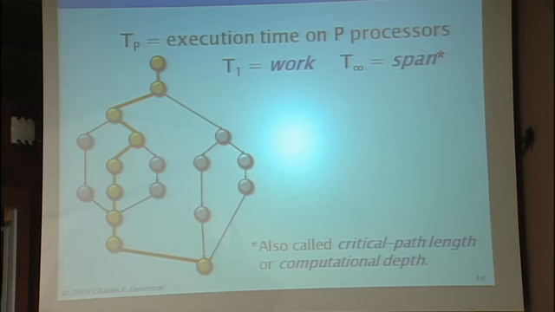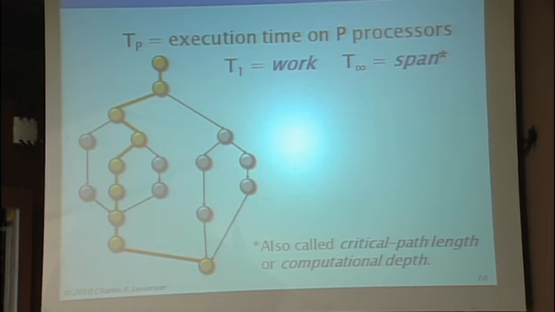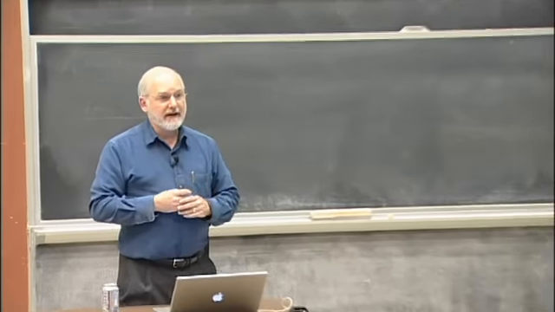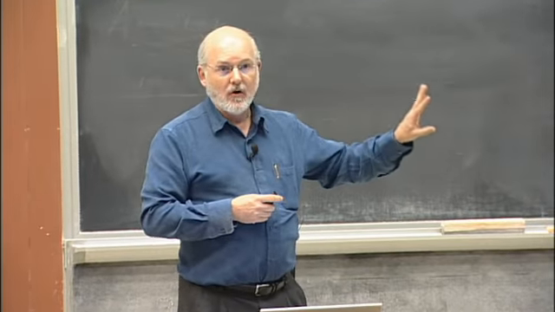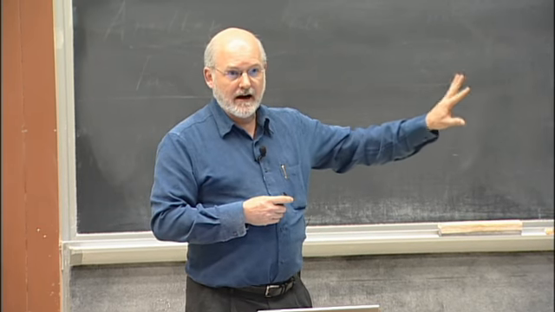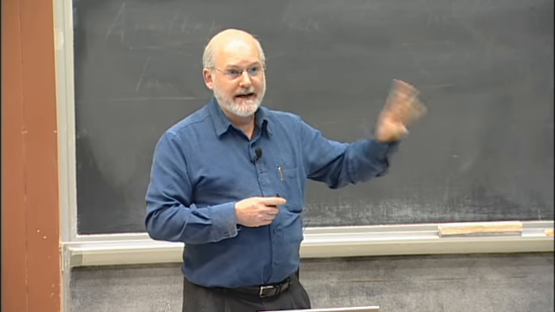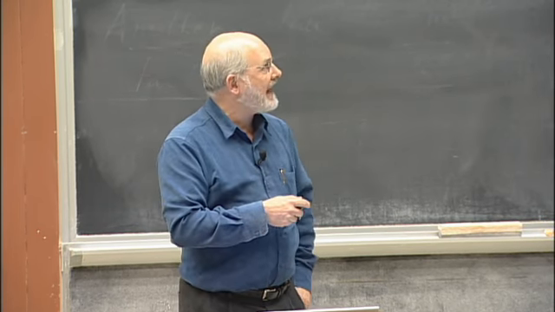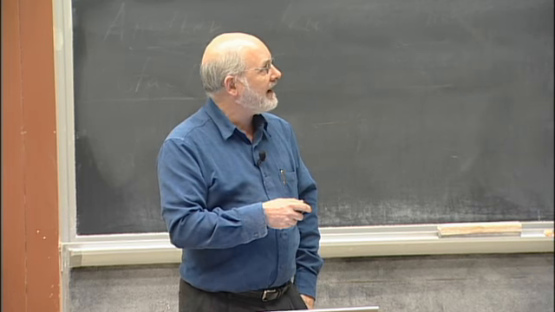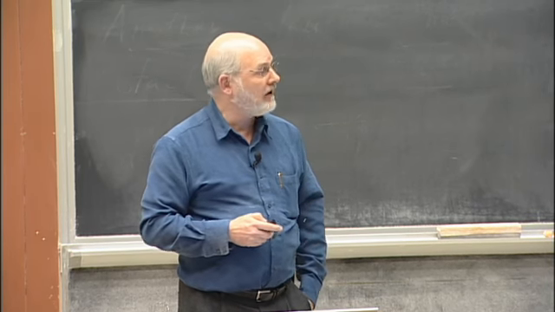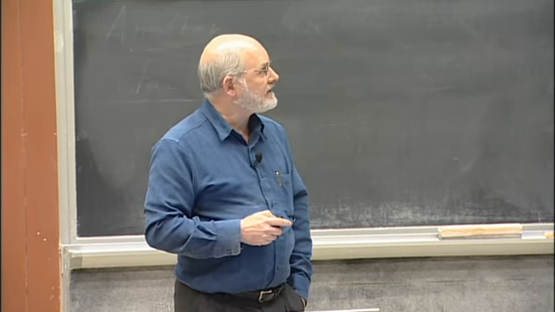Okay? So these are the two important measures. Now what we're really interested in is TP for given P. And as you'll see, we actually can get some bounds on the performance on P processors just by looking at the work, the span, and the number of processors we're executing on. So the first bound is the following. It's called the work law.